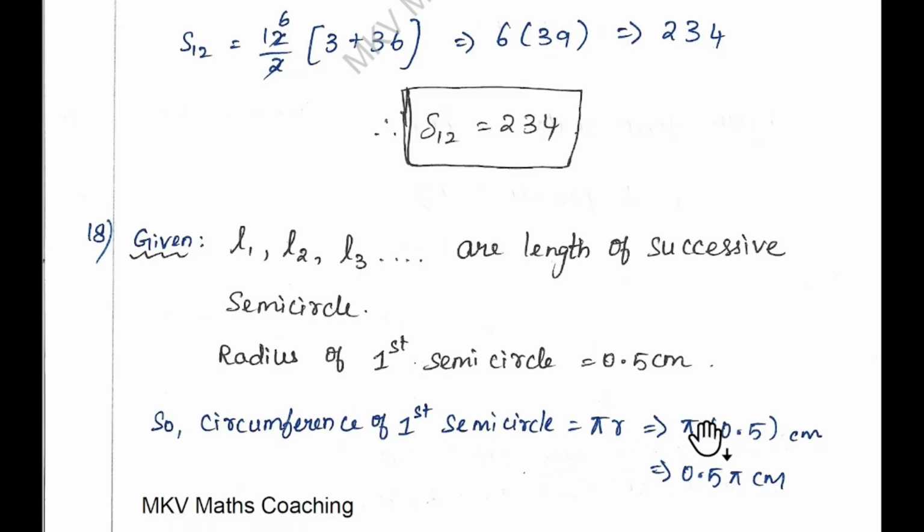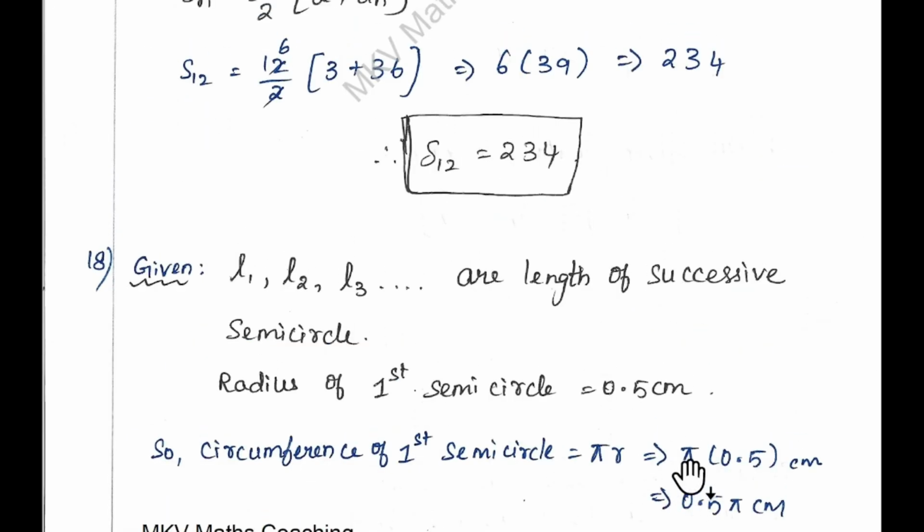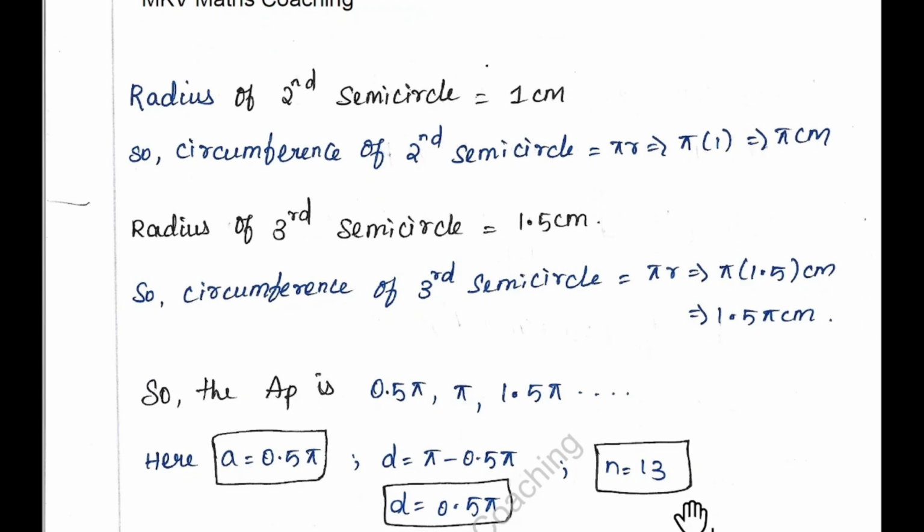I am keeping pi as it is. I am not substituting 22 by 7 since it makes it a fractional value, no? I will substitute the value of pi at the last. So pi into 0.5 will be 0.5 pi centimeter. This is the circumference of the first semicircle. For the second semicircle, radius is 1, so pi into 1, that is pi centimeter. Radius of the third semicircle is 1.5. Circumference will be pi r, pi into 1.5, which gives 1.5 pi centimeter.